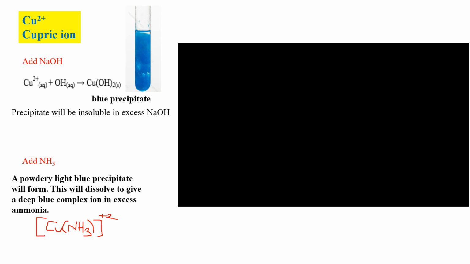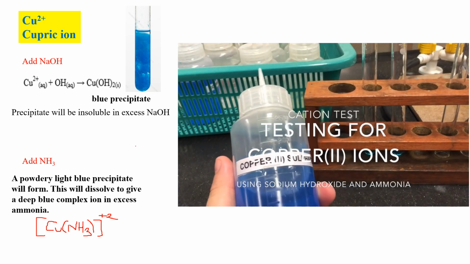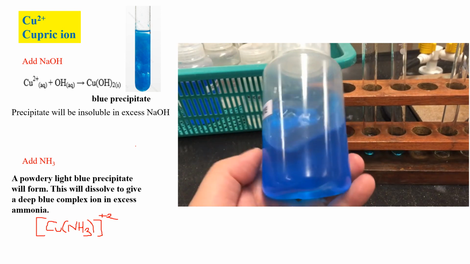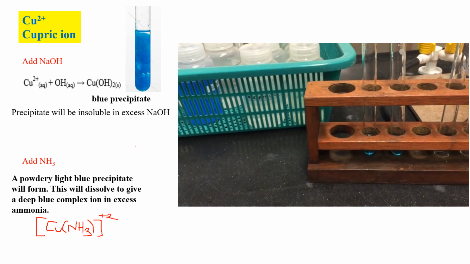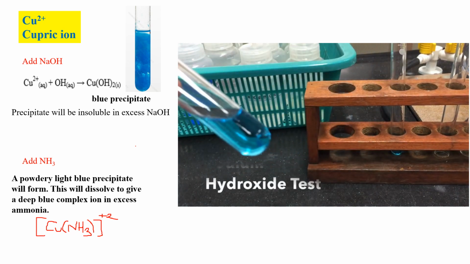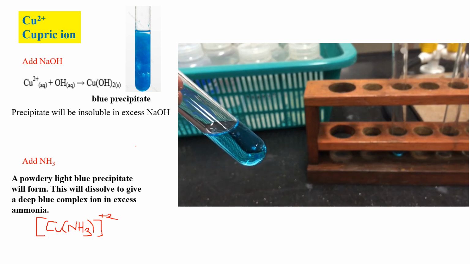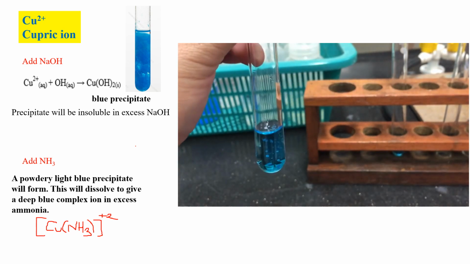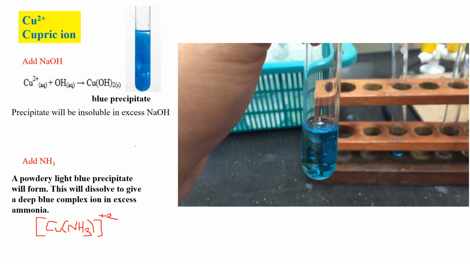Solutions containing copper 2 ions are usually blue in color. Test for copper 2 ions. One of the tests we can use is the sodium hydroxide test. To a small sample of your solution, add a few drops of sodium hydroxide. You will notice a blue precipitate form.